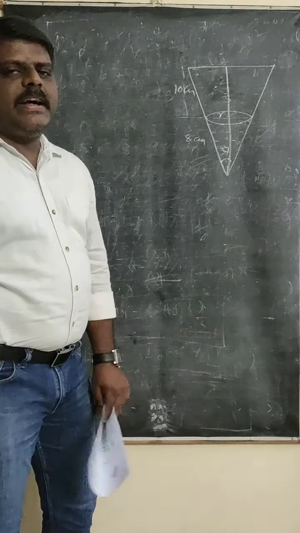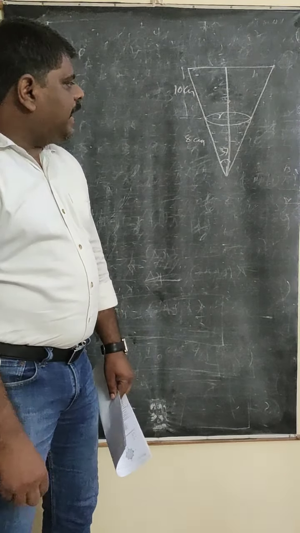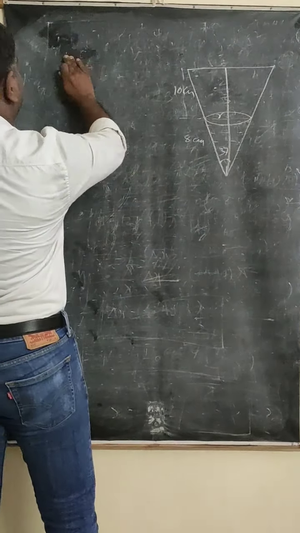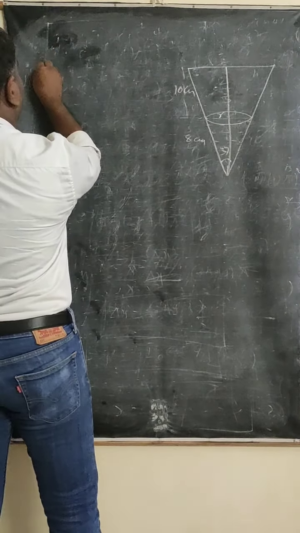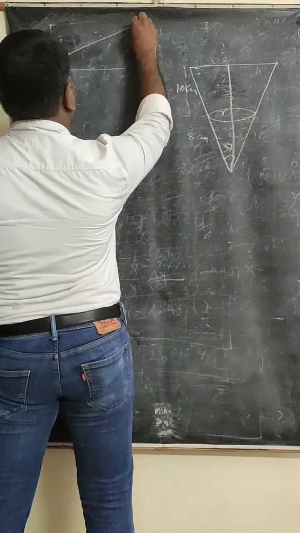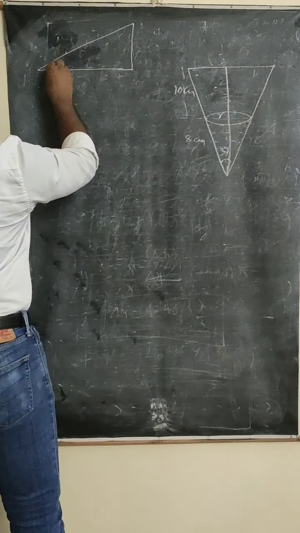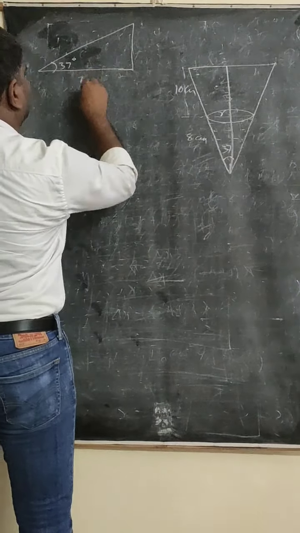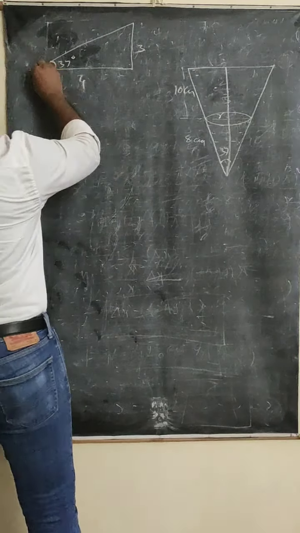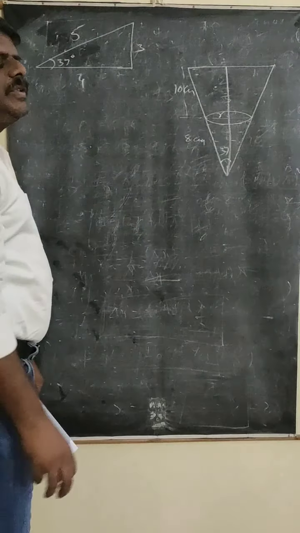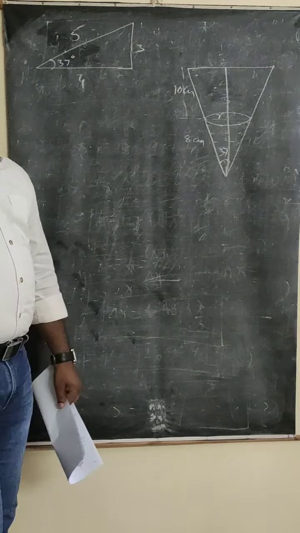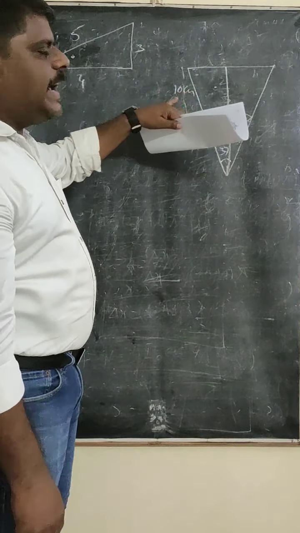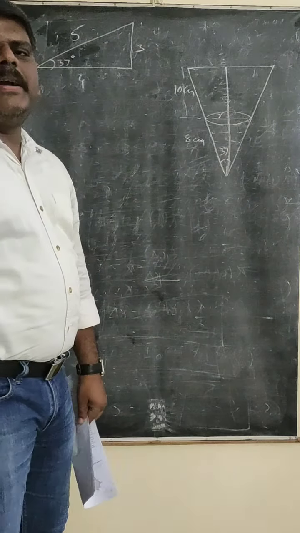Now let me refer to the right angle triangle. I am going to draw a rough diagram here. If the angle is 37 degrees, then the sides become 4, 3, and 5. These are the standard values you need to remember. Whenever there is a 37 degree right angle triangle, the adjacent becomes 4, the opposite becomes 3, and the hypotenuse becomes 5.